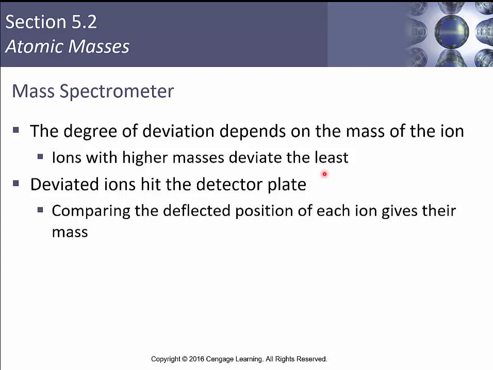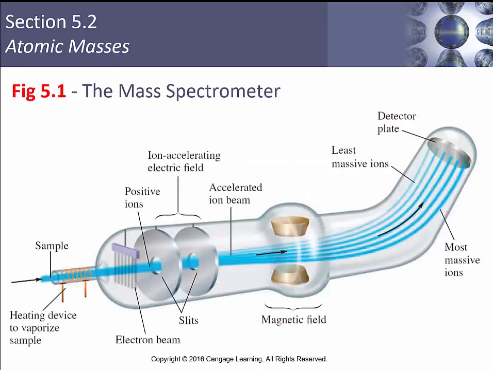Ions with higher masses deviate the least, right? So you can imagine one that's got 2 charges on it, and if it's got twice the mass, it'll end up at the same point. Deviated ions hit the detector plate, and comparing the deflected position of each ion gives us their mass.